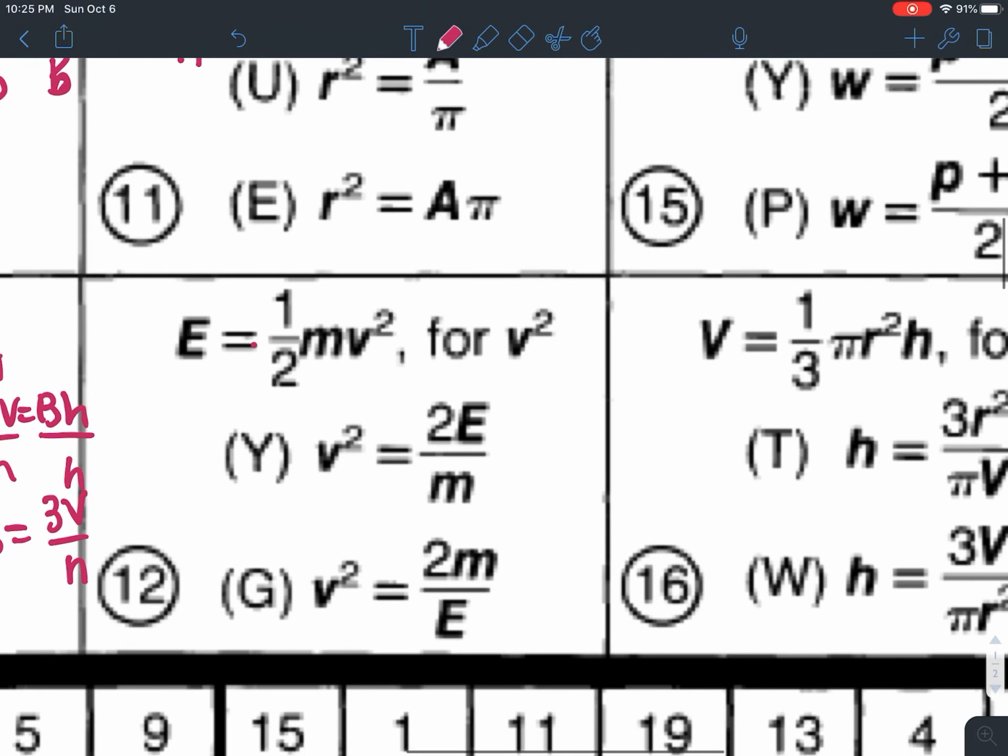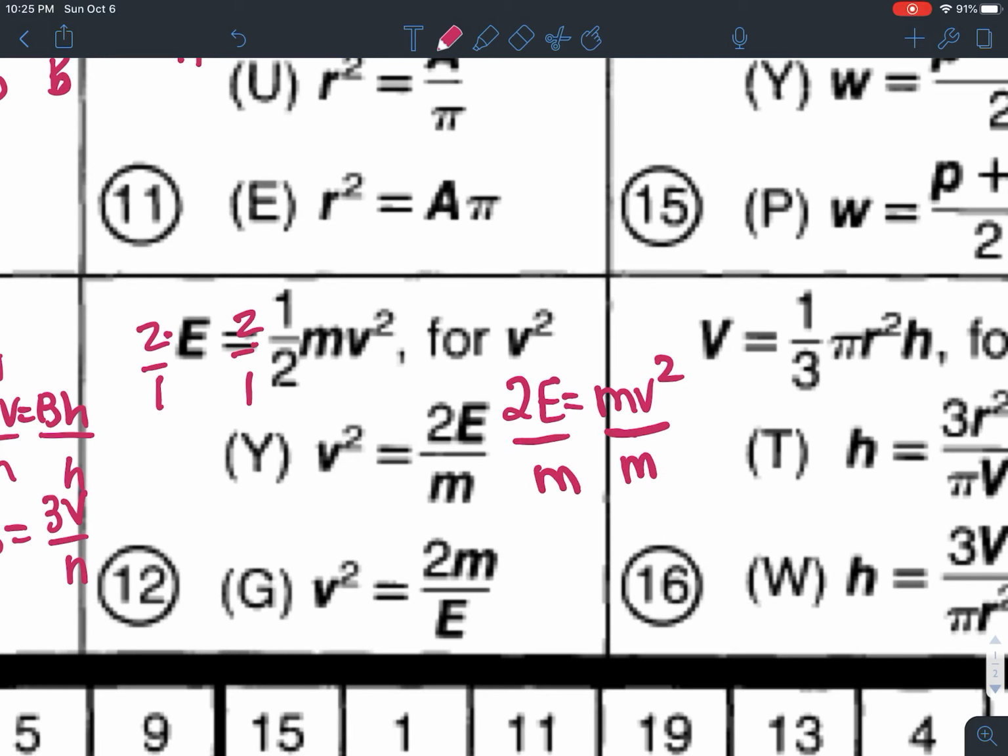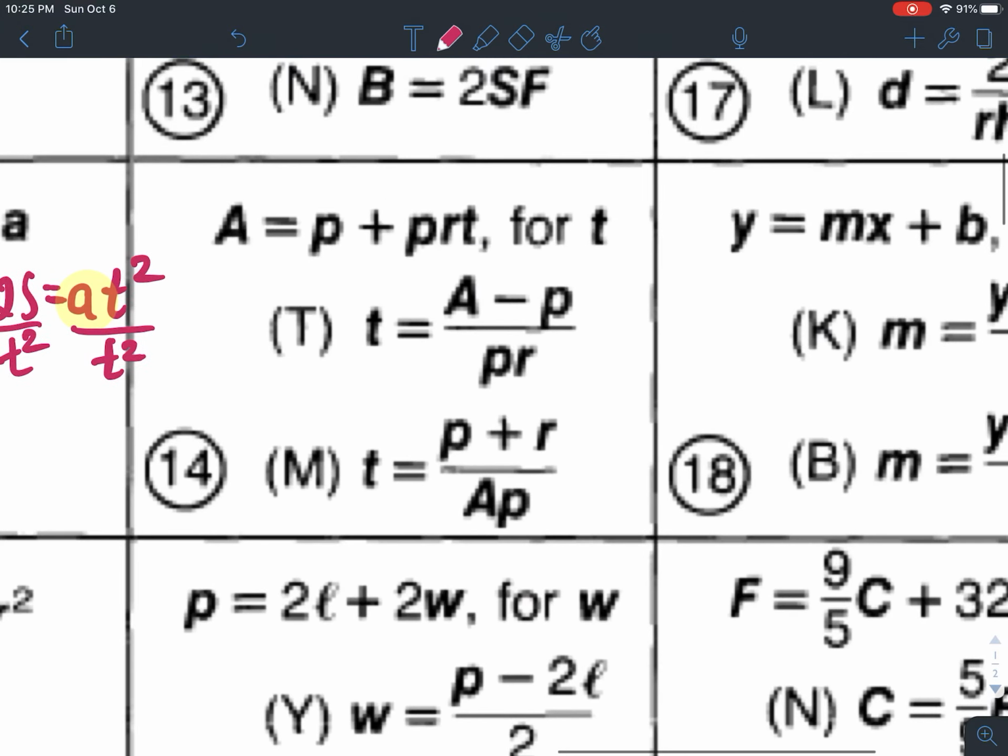Number 12, you're solving for v squared, so we're going to multiply by the reciprocal first. So that's 2e equals mv squared. So to get v squared by itself, we're going to just divide by m on both sides.